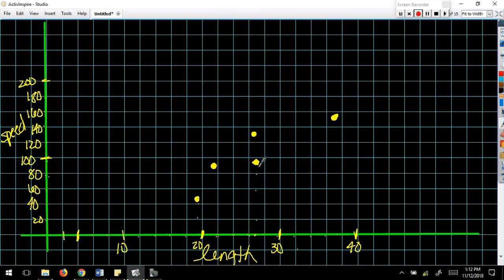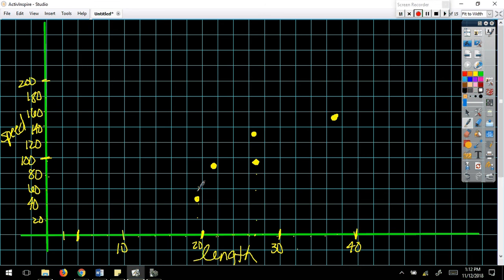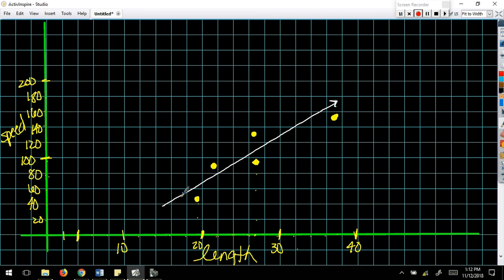And I hope you see from this that it does in fact show correlation, and the correlation that it shows looks like it has a positive correlation. Okay.